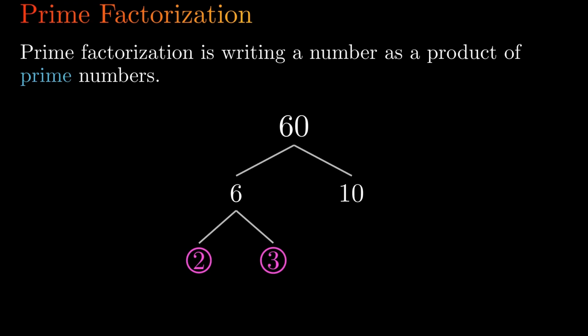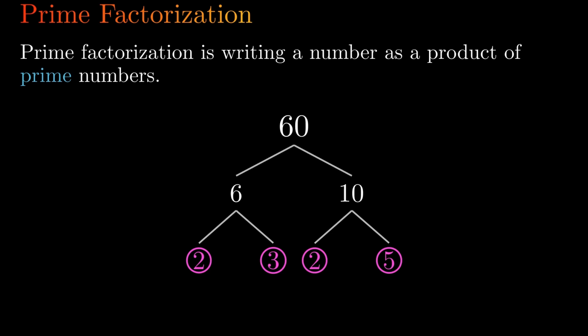Now we go back to our other branch, the 10. How can we break down 10? 2 times 5. Are 2 and 5 prime? Yes, they are, so we circle them. Our factor tree is now complete because every single branch ends in a circled prime number.